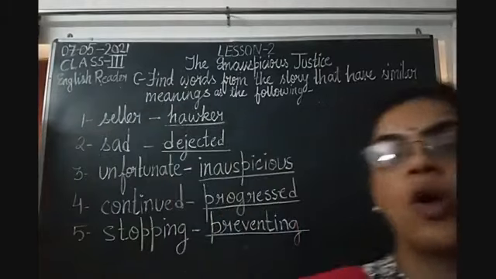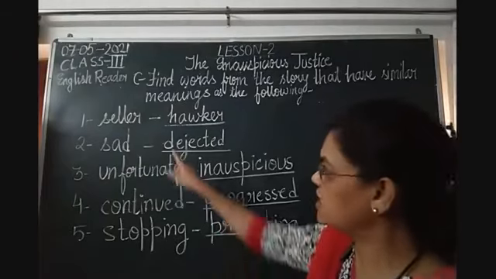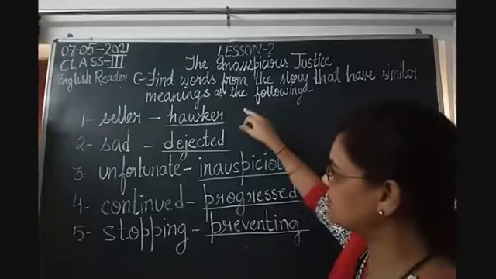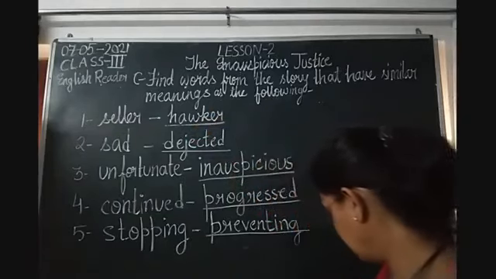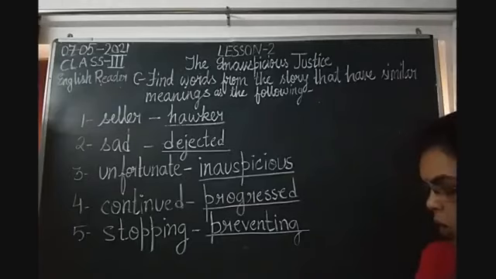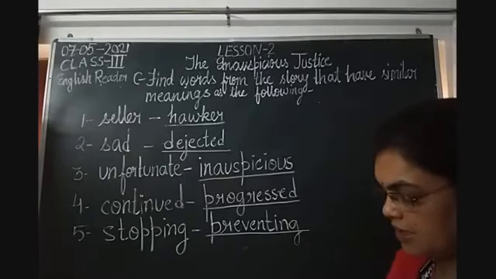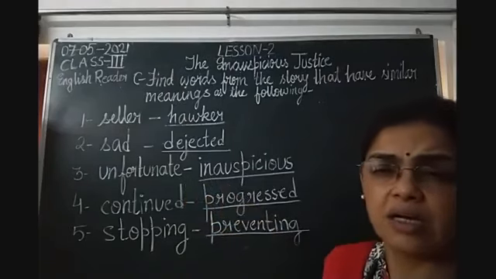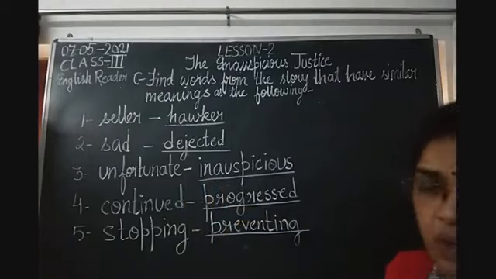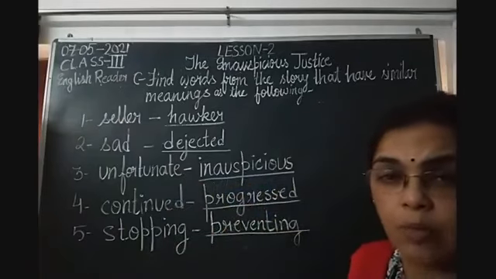Yeah, this is your exercise C. The first word is seller and the similar meaning word from the lesson is hawker. Seller, hawker. Now, the second word is sad, and the similar meaning word of sad is dejected. Sad means dejected. Then the third word is unfortunate. Unfortunate means inauspicious. जिसको हम अपशगुन कहते हैं, अशुभ है, बैड लक है, वो सब इनऑस्पिशियस, अनफॉर्चुनेट है, जिसका लक बहुत खराब है.